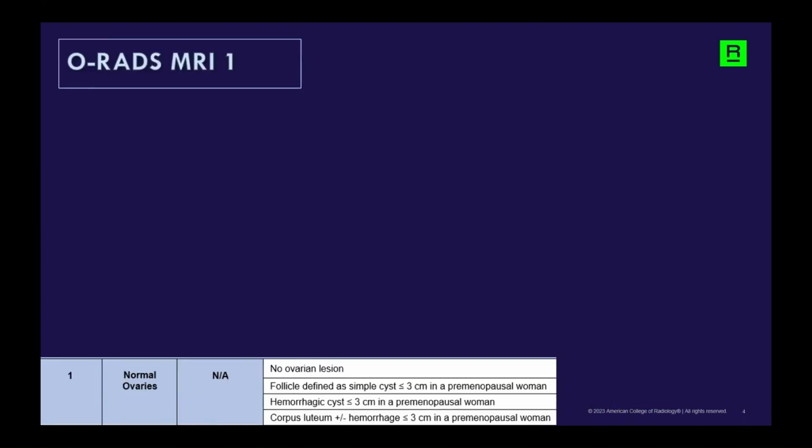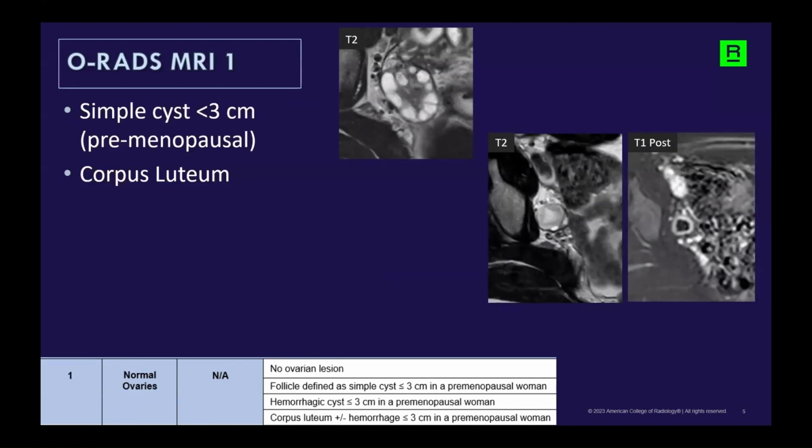So O-RADS MRI 1 are normal ovaries. This includes no ovarian lesion or physiologic observations seen in premenopausal women. This includes follicles, which are defined as simple cysts less than 3 centimeters in size, hemorrhagic cysts less than 3 centimeters in size, and corpus luteum.